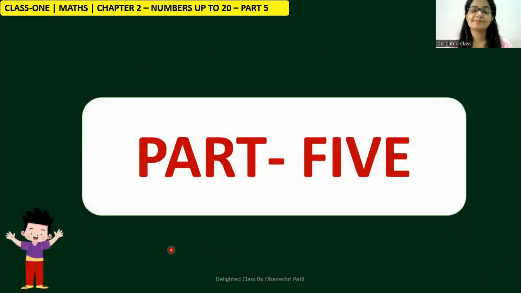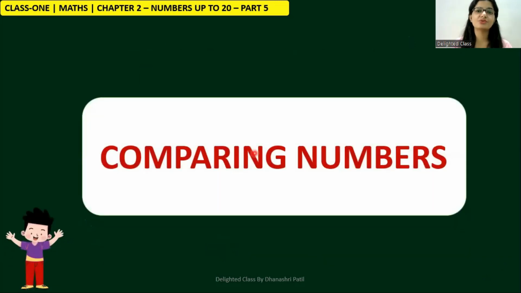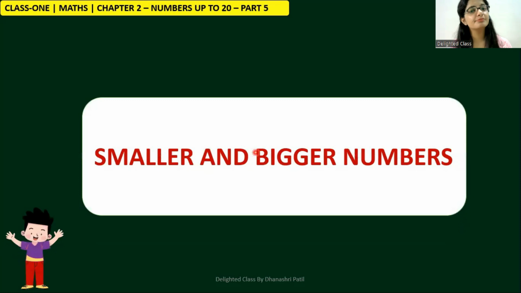So this is part 5 of the chapter number 2. Okay, now in this chapter, in this video, we are going to learn comparing number concept. What exactly the comparing number means. Okay, so comparing number का meaning होता है, just we have learned pre number concept in the chapter number 1, right, जिसका वीडियो मैंने ऑलरेडी आपके साथ शेयर किया है.